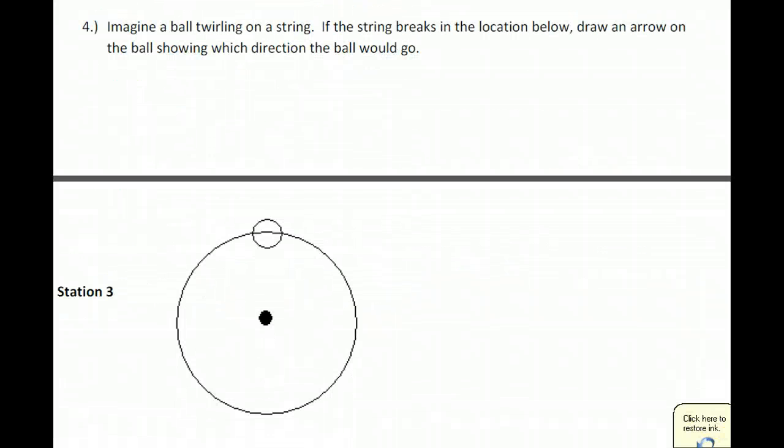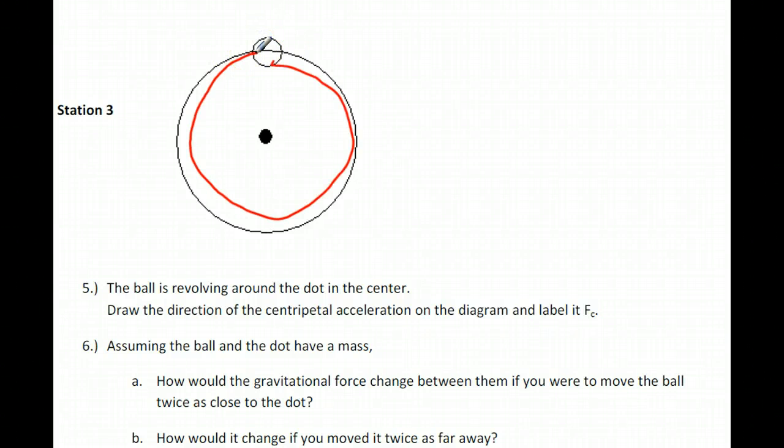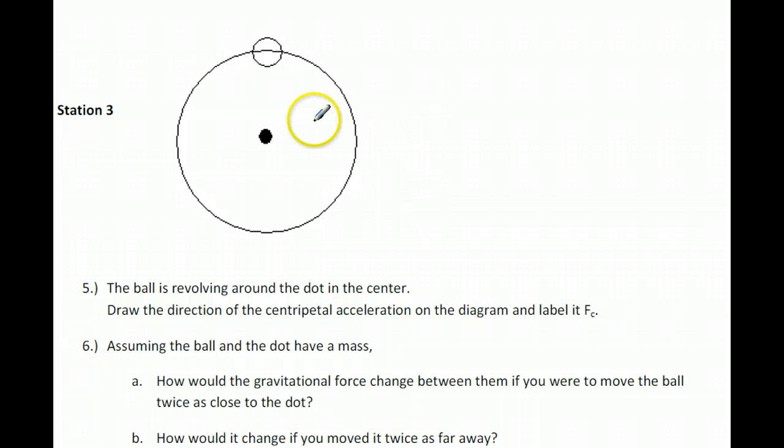All right, number 5. A ball is revolving around the dot in the center. So it's going in a circle all the way around, kind of like the Earth goes around the sun. Let me erase that. All right, so it says draw the direction of the centripetal acceleration on the diagram and label it the force, the centripetal force. Okay, so the deal is this.